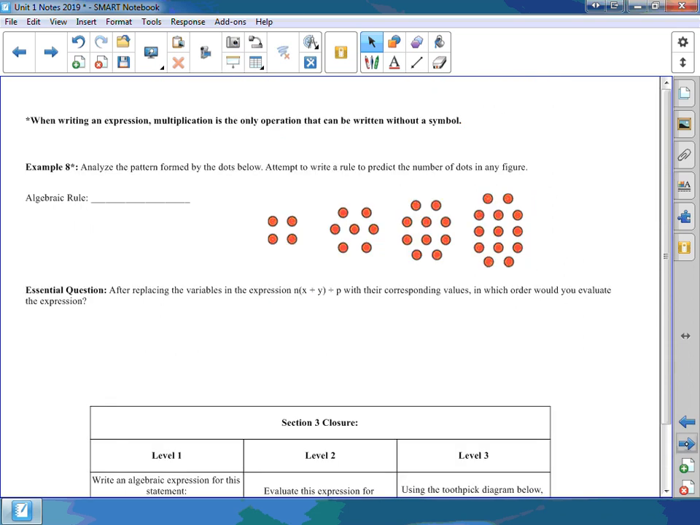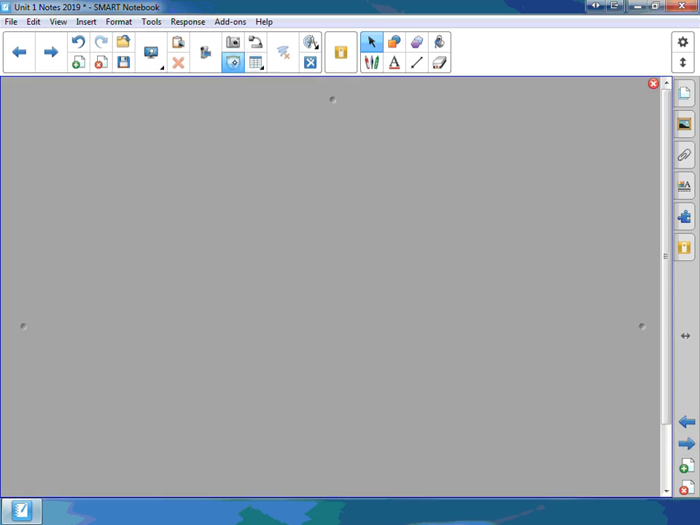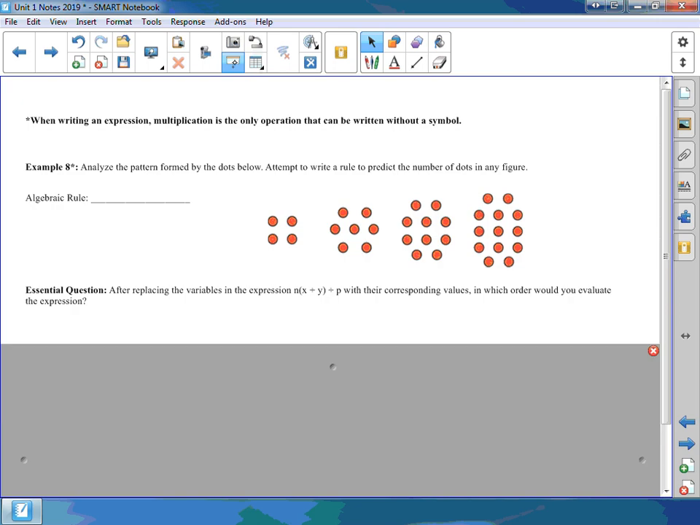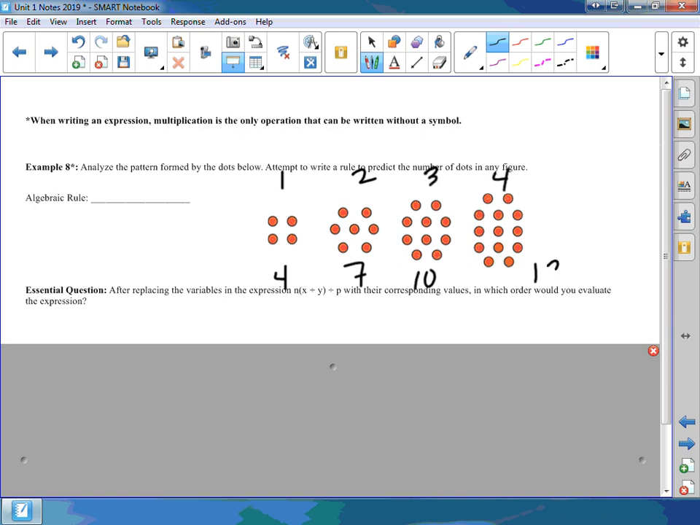Okay, on to the next part here. We did talk about this sequence with the dots in terms of writing an algebraic rule, and how is a rule different from a pattern. We talked about how figure number 1 had 4 dots in it. Figure number 2 has 7 dots. 3 has 10. 4 has 13. And then ultimately we decided that the pattern is that it's increasing by 3 every time.